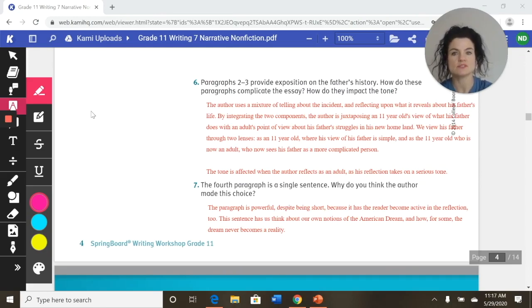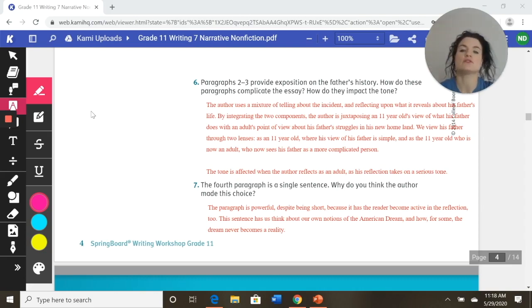Question 6, which says paragraphs 2 to 3 provide exposition on the father's history. How do these paragraphs complicate the essay, and how do they impact the tone? So I said the author uses a mixture of telling about the incident and reflecting upon what it reveals about his father's life. By integrating the two components, the author is juxtaposing an 11-year-old's view of what his father does with that of an adult's point of view about his father's struggles in his new home.